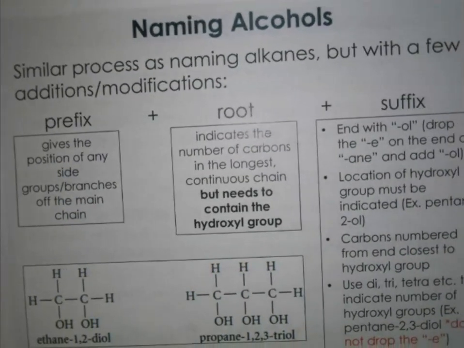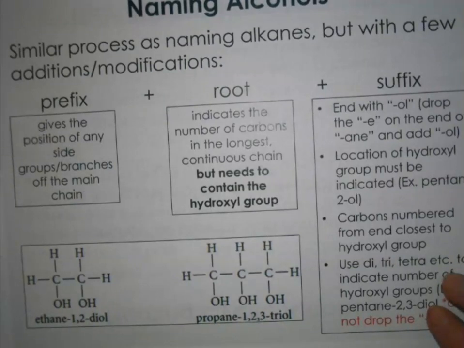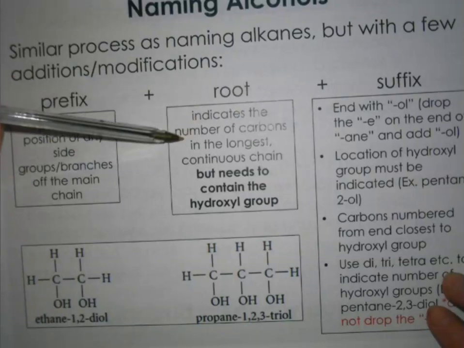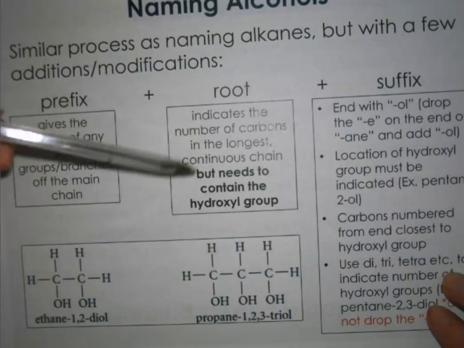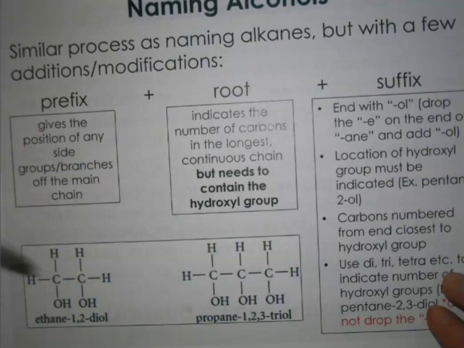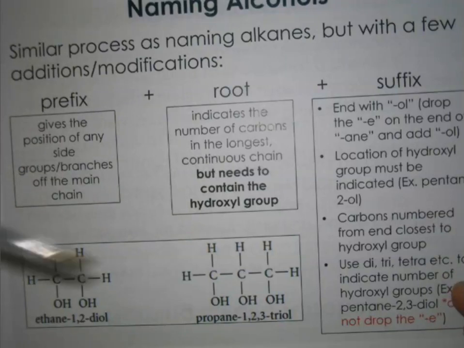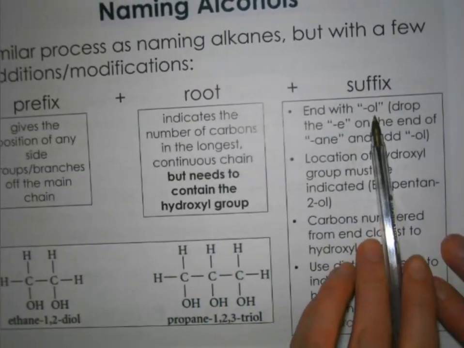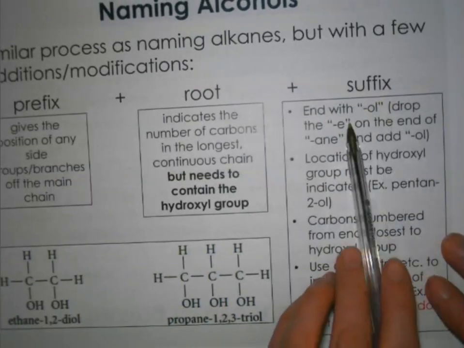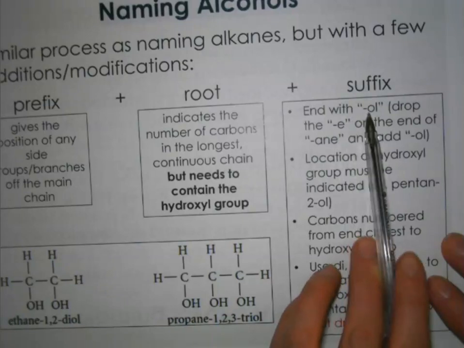What about naming alcohols? Similar rules again with naming alkanes, with a few additions or modifications. The prefix again gives the position of any side groups or branches off the main chain. The root indicates the number of carbons in the longest continuous chain, but you have to be careful here because your longest continuous chain has to contain the hydroxyl group. So make sure when you're counting out the parent chain that you include the carbon that has the hydroxyl group on it. For the suffix with an alcohol, we drop the regular ending and add OL to represent that it's an alcohol. So if you have an E, like say propane ends with an E, you drop that E and change it to propanol.